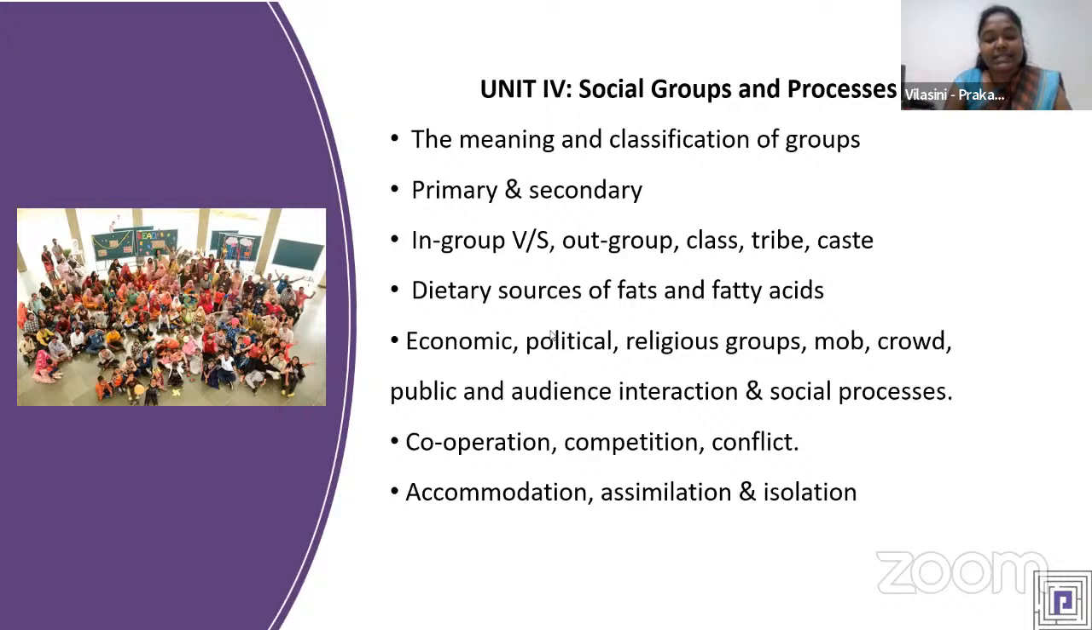The next difference is that there is informal control over the people in the primary group. Secondary group has formal control over people, in the sense that there are rules and regulations. The next difference is that cooperation is direct in the primary group. In the secondary group, there is indirect cooperation. Then coming to in group versus out group.